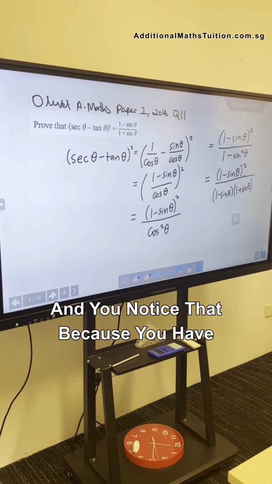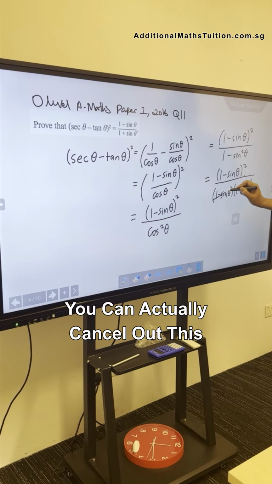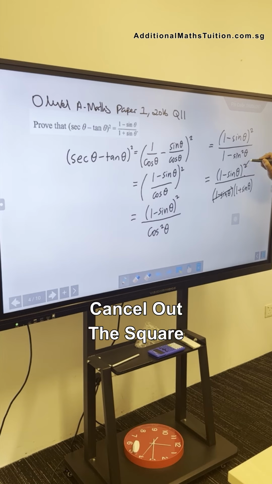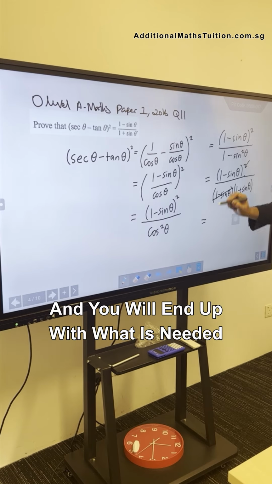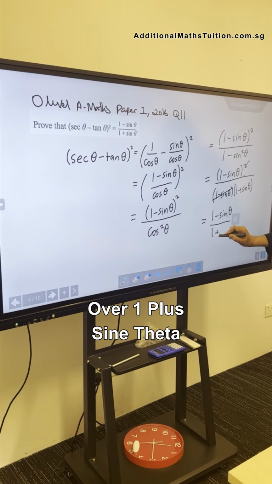And you notice that because you have (1 minus sine theta) squared on top, you can actually cancel out this 1 minus sine theta, cancel out the square, and you will end up with what is needed on the right hand side, which is 1 minus sine theta over 1 plus sine theta. That's your final answer.